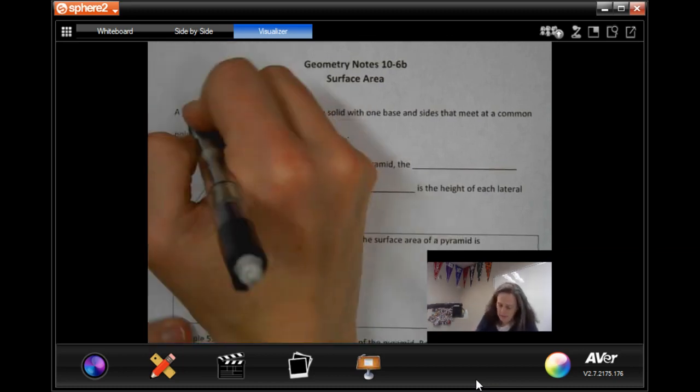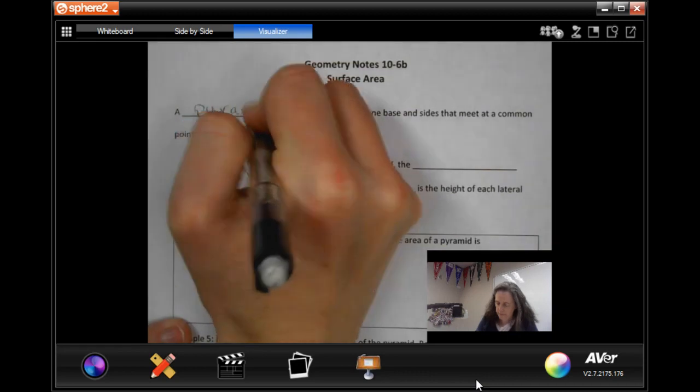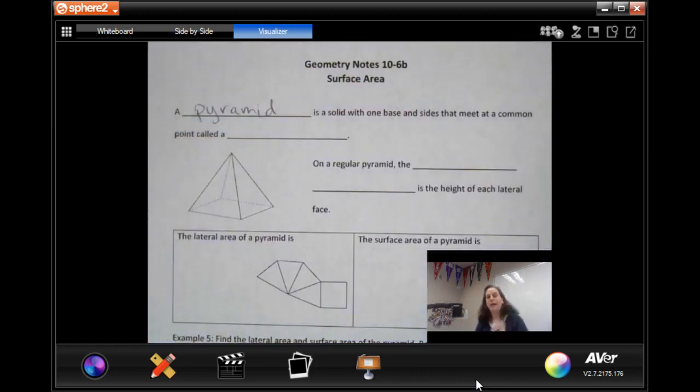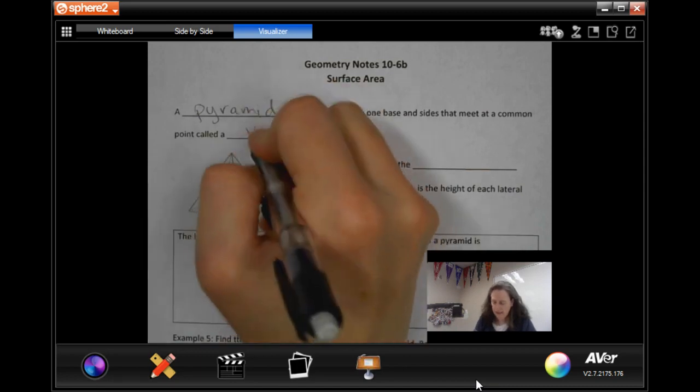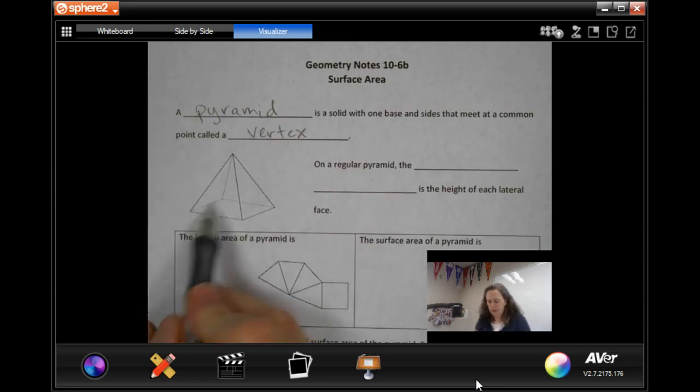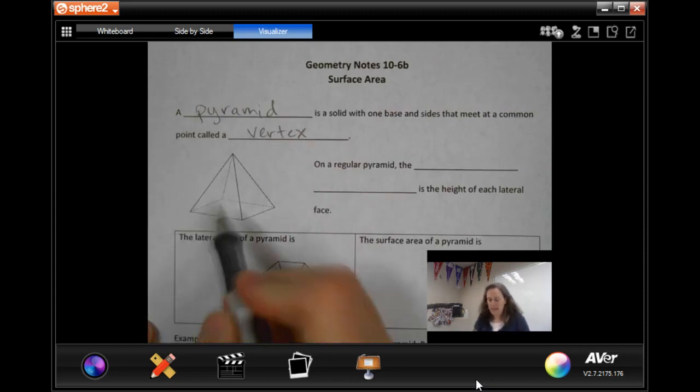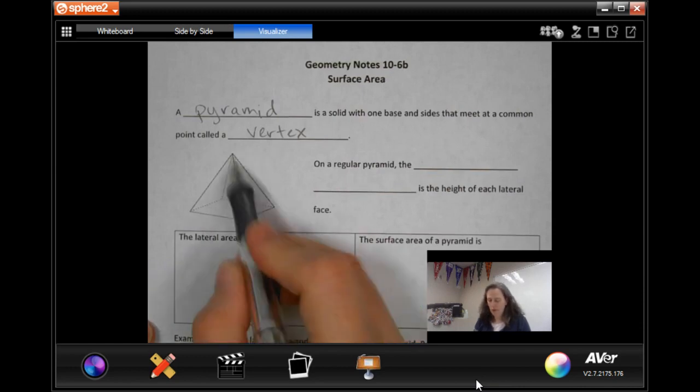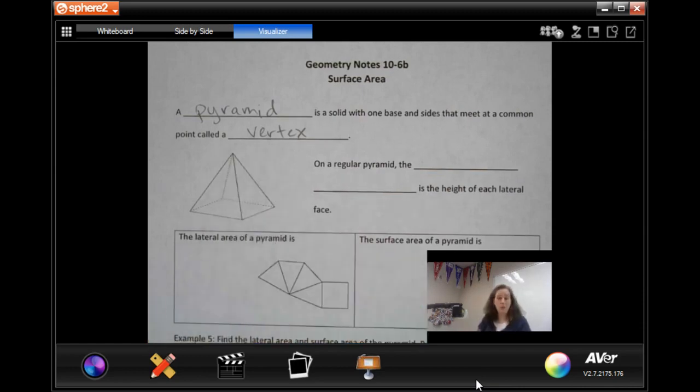So a pyramid is a solid with one base and then sides that meet at a common point. So they come to a tippy top point called a vertex. Now remember we looked at prisms where there were two bases and then they met with the lateral sides, they connected. For a pyramid, there's just that one base and then all the sides go up in a slant to that vertex.